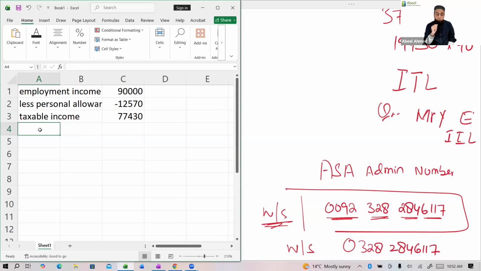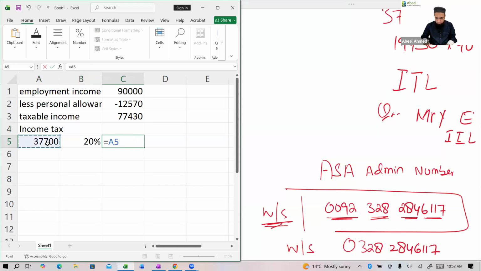First, we have to utilize the basic rate band. After that, we'll go for the higher rate band. So let's calculate income tax. The basic rate band ends at 37,700. The applicable tax rate is 20%. So I'll take 37,700 multiplied by 20%. That gives us 7,540.